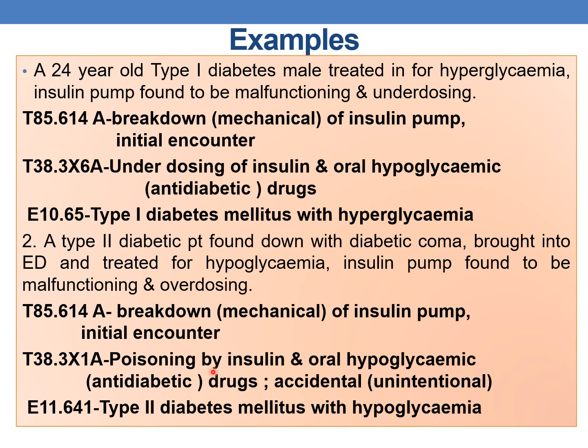T38.3x1A indicates poisoning by insulin or oral hypoglycemic drugs, accidental, which is nothing but unintentional. This is followed by the type of diabetes code E11.641, which indicates type 2 diabetes mellitus with hypoglycemia.